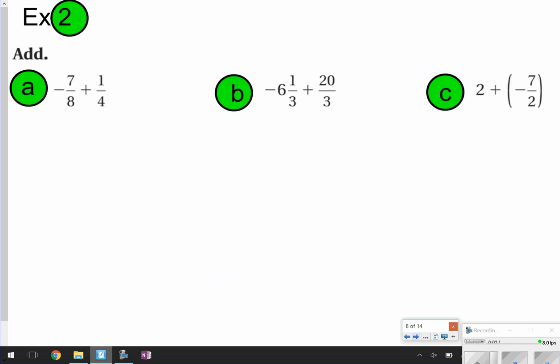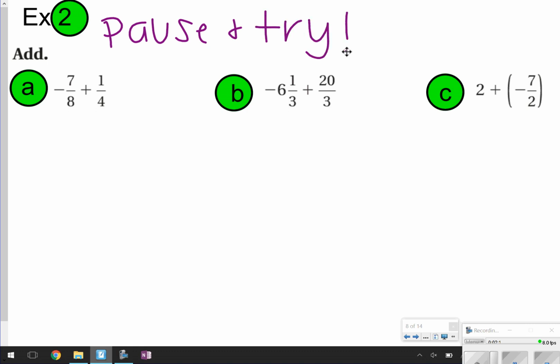These next few you're going to try. Remember, make sure you have your common denominator. Go ahead and take time now to pause the video and try. Once you're done, click play, and we'll check our work. All right, let's see how you did.